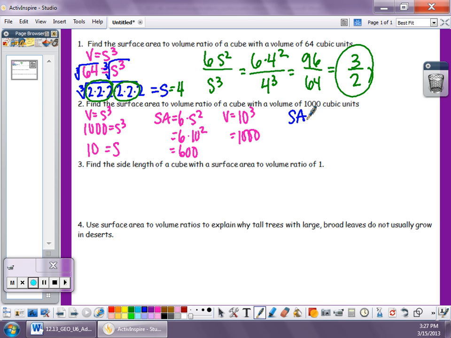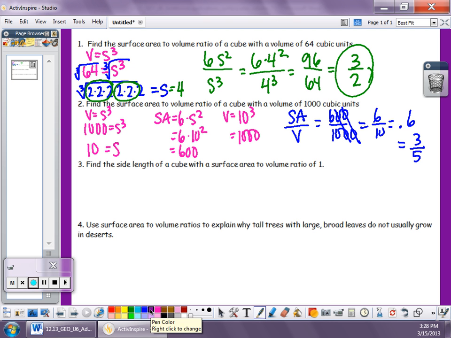So area over volume gives me 600 over 1,000. For every zero, I can cancel them out, leaves me 6 tenths, or 3 over 5. And the very next one.